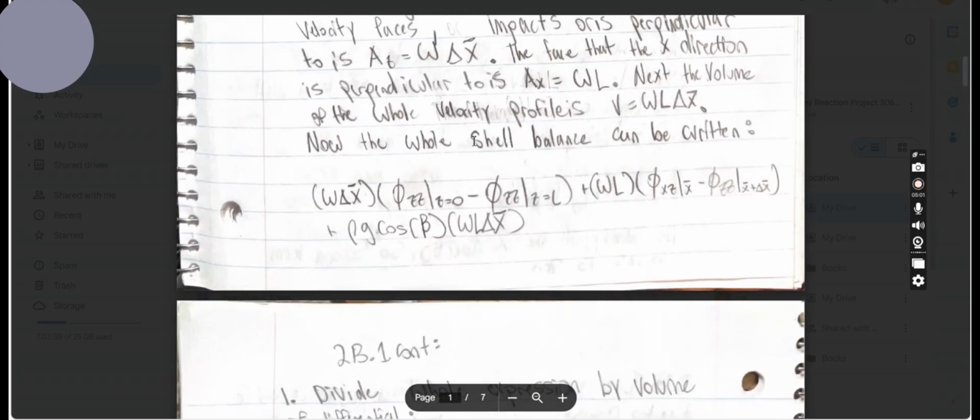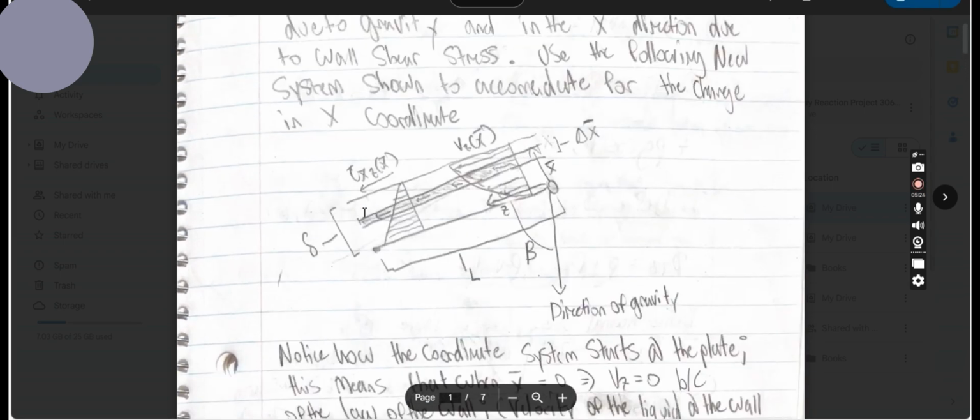So that's the WL, and then that's the W delta x, and then the rho g. That's the gravitational force multiplied by the volume. The gravitational force is applied over the whole object, so that's why it's WL delta x, because that's the volume of the whole object. And then this cosine beta is because the thing is tilted.